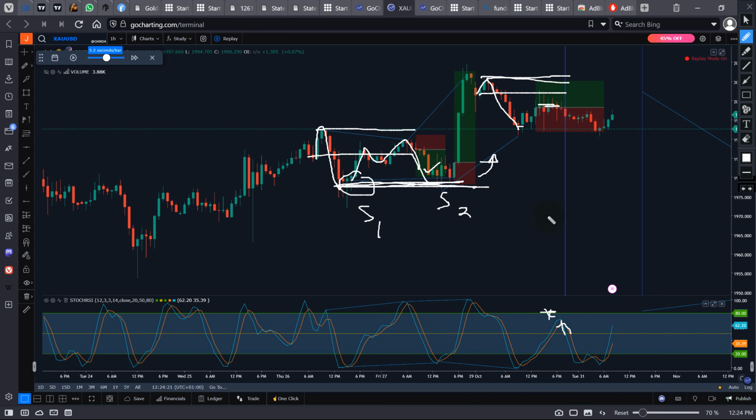Like in this case, you're in seller's territory, price gave you buy setup, which is here, right? Buy setup, divergence to take buy. You could have taken this buy, which we did, and it ended up in what? Loss. Do you know why it ended up in loss?